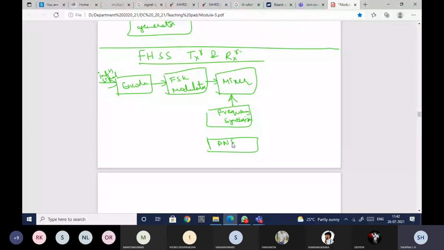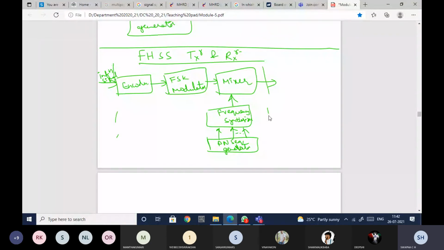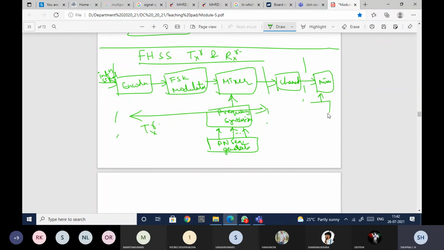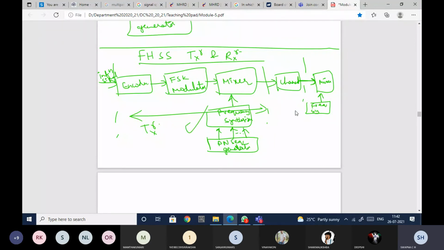Frequency synthesizer. Then the output of the mixer. This entire thing is nothing but the transmitter part. Then the output of the channel should be given to the mixer again. To the mixer, one input is the received signal, and the other input is from the frequency synthesizer. Whatever we are using here, the same thing should be used here also.